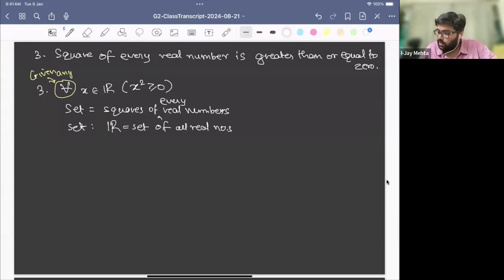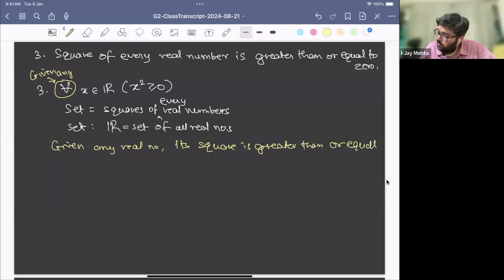Right? So now you realize the confusion. Had I written like this, you would have said it easily: given any real number, its square is greater than or equal to 0. If I had given this, then it would have been very easy for you to identify the quantifier and the set.